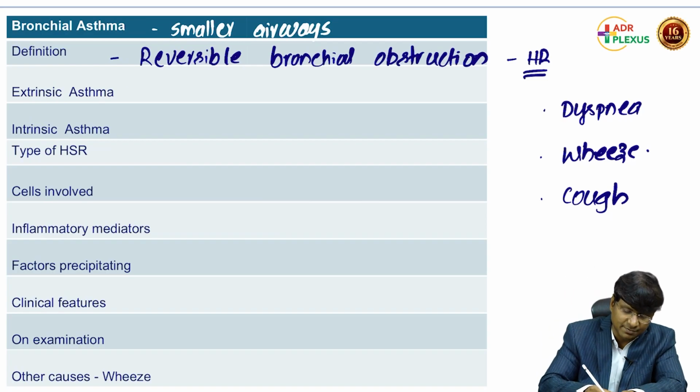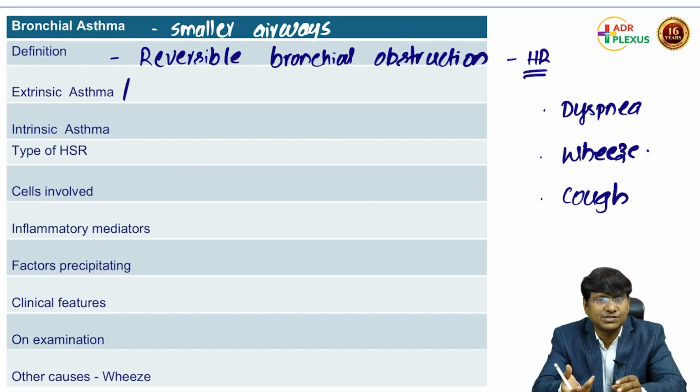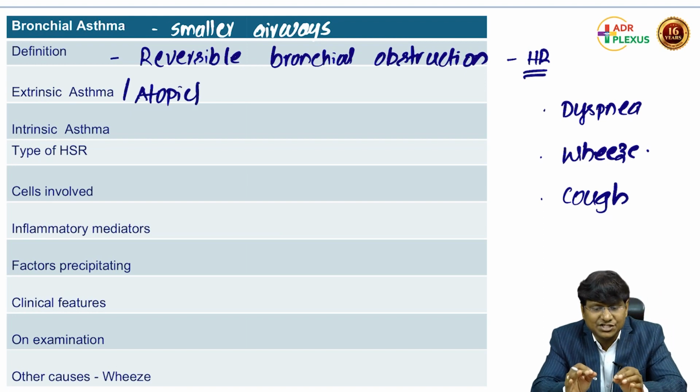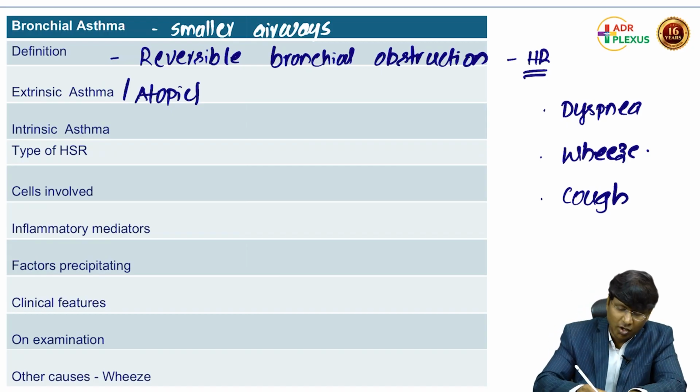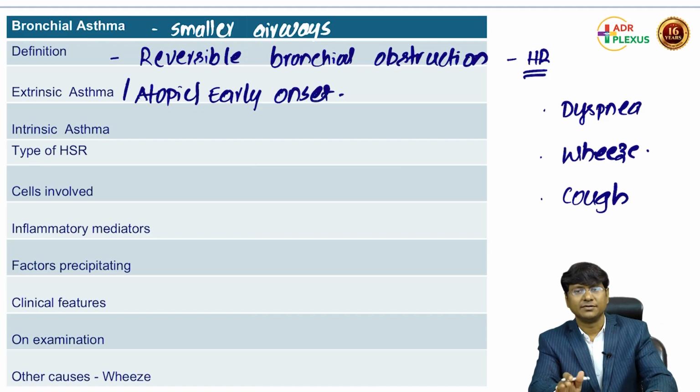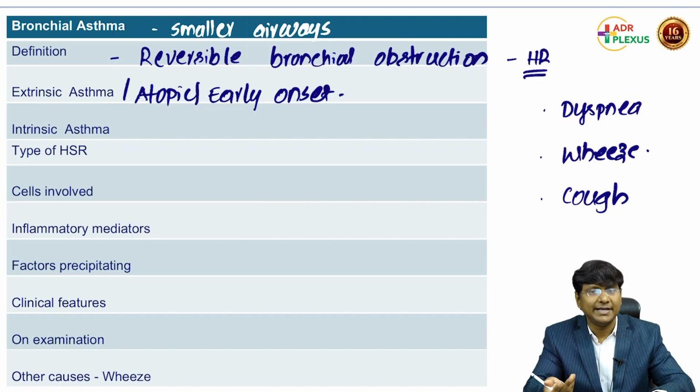The extrinsic asthma, why is it called extrinsic? Because the external allergen has a role in the development of asthma. And it is also called atopic asthma because the allergy manifestation or hypersensitivity reaction is there in case of the extrinsic asthma, right? Or it is also called the early onset asthma because it is a disorder which is usually observed in children. That is the reason why it is called the early onset asthma.